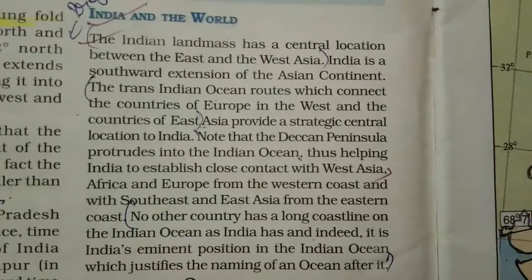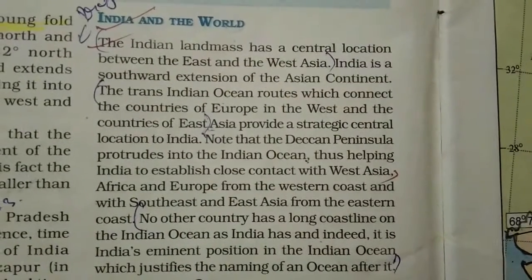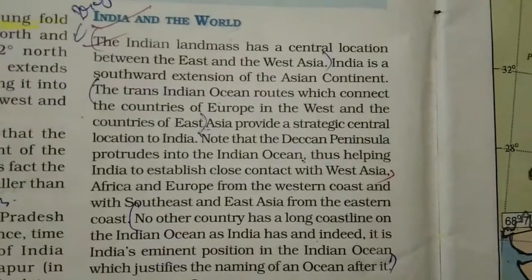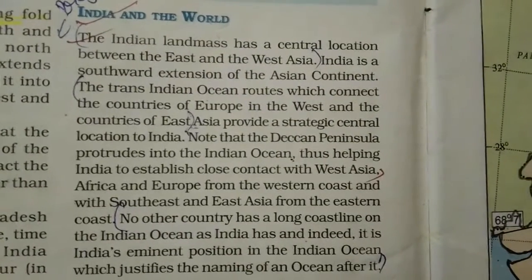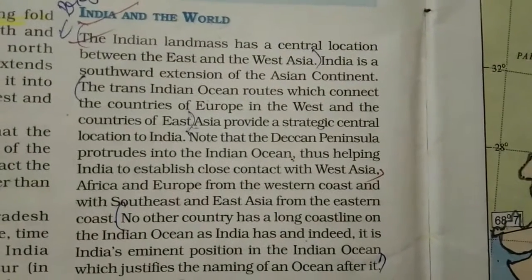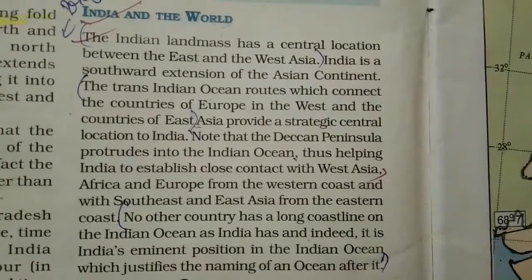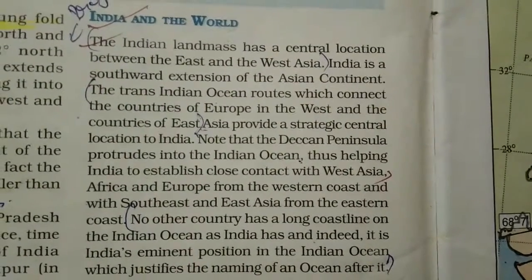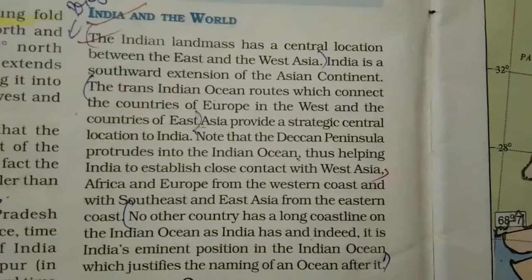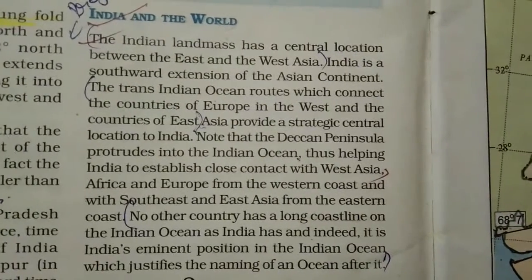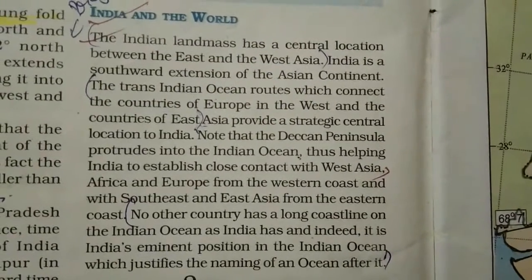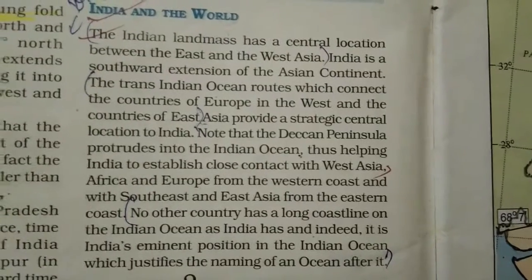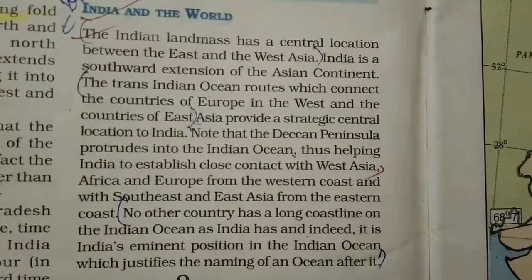Now what next? From the western coast, India has established close ties with West Asia, Africa and Europe. From the eastern coast, India has established close ties with Southeast and East Asia. See, you can see that it is written.